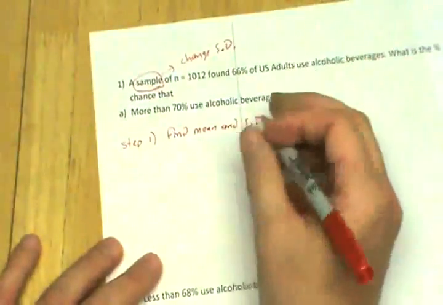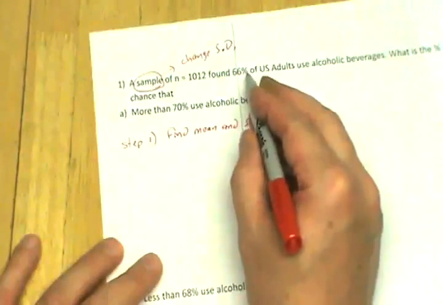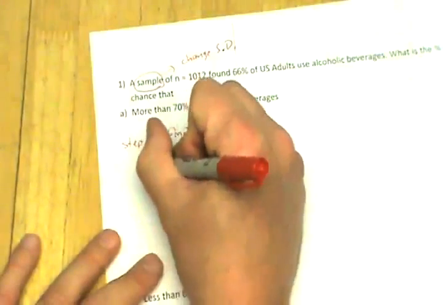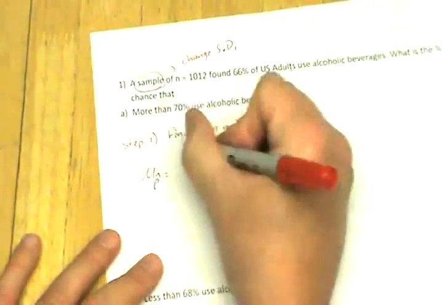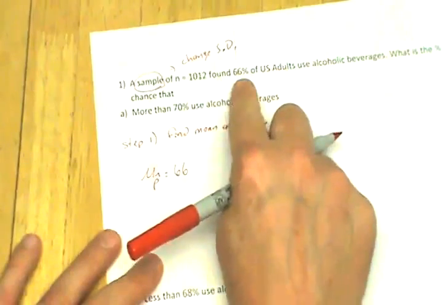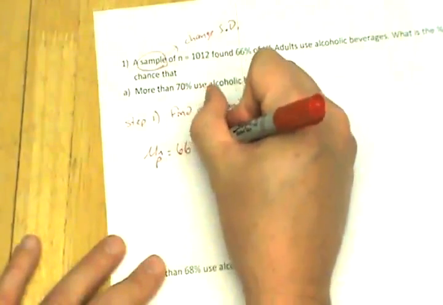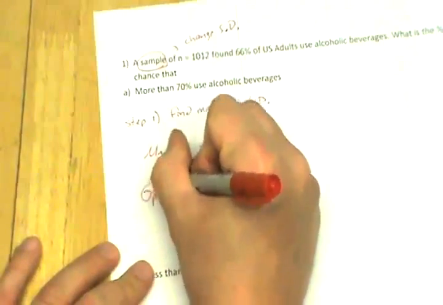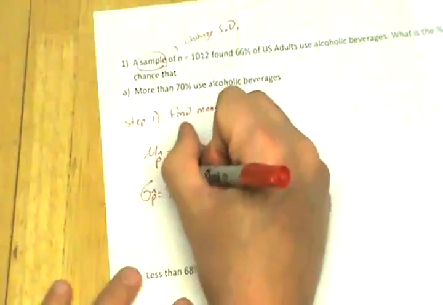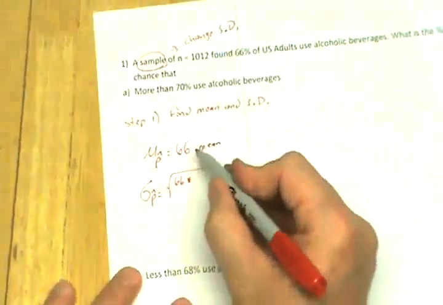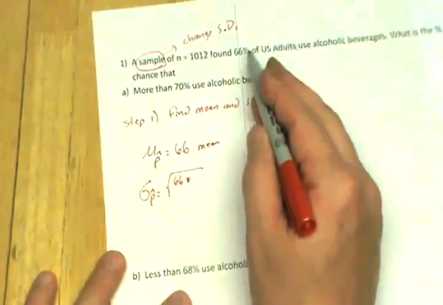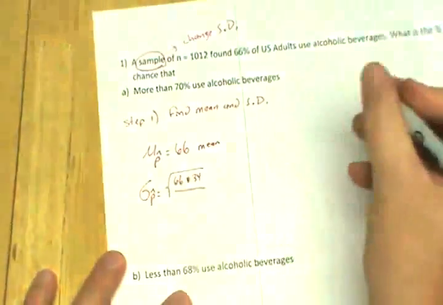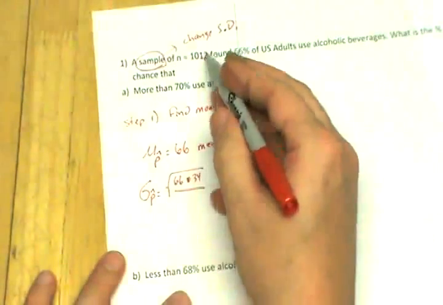Now this is percentage question because you see a percentage in the actual question itself, in the statement. So the mean, because it's a percentage, we're going to say is mu sub p hat, and we're going to say that that is 66. So that's our mean for the question. Our standard deviation, sigma sub p hat, is going to be square root of p, which is 66, times, if 66% use, then 34, because it has to total 100, do not, and we divide that by a sample size right here of 1,012.